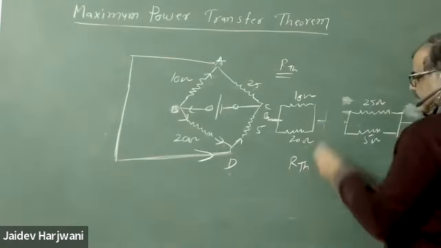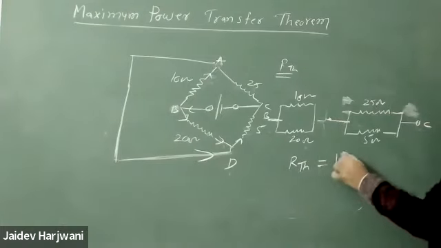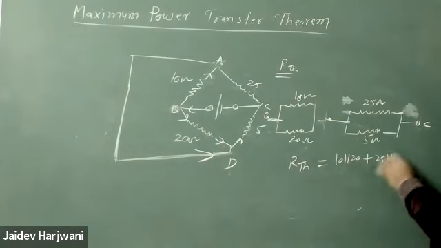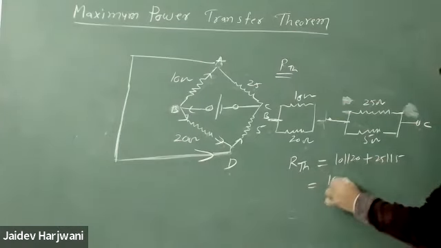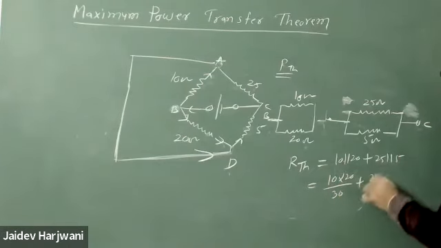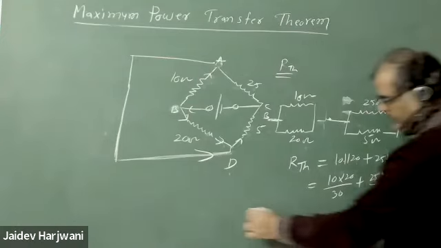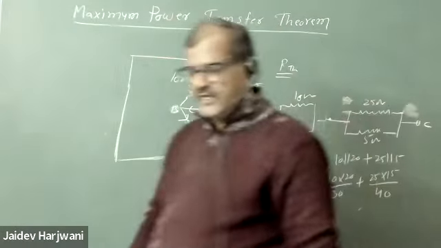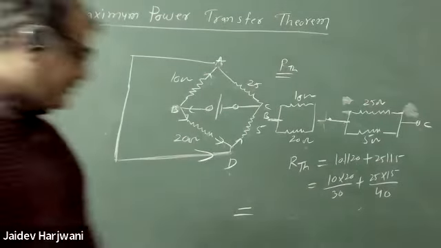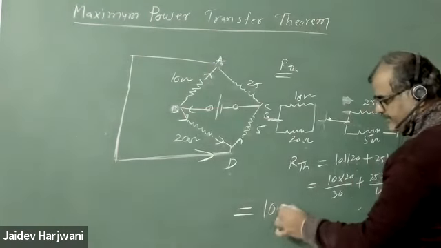So if I calculate now R Thevenin, R Thevenin will come as 10 times 20 plus 25 parallel to 5. So 10 into 20, this becomes 30, plus 25 into 15 is 40. Let me know what answer is coming. What is coming? 10.83. Is it correct? 10.83 or 10.80? 83.